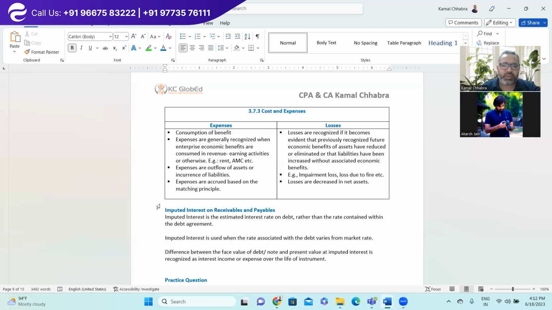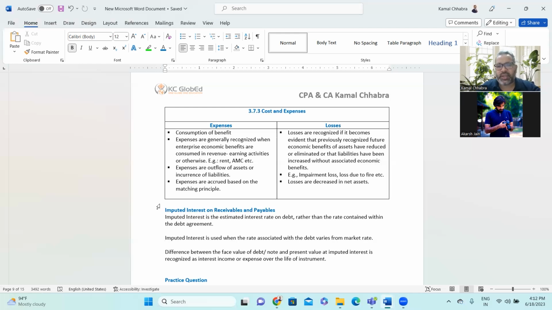So losses are recognized if it becomes evident that previously recognized future economic benefit of the assets has reduced or eliminated, or that liability has been increased without associated economic benefit. There are 3 or 4 things here in this one small statement. First, let's see what losses are.